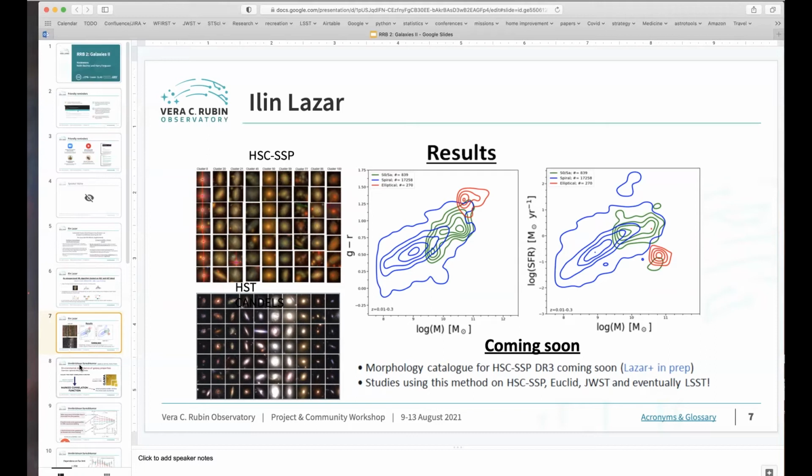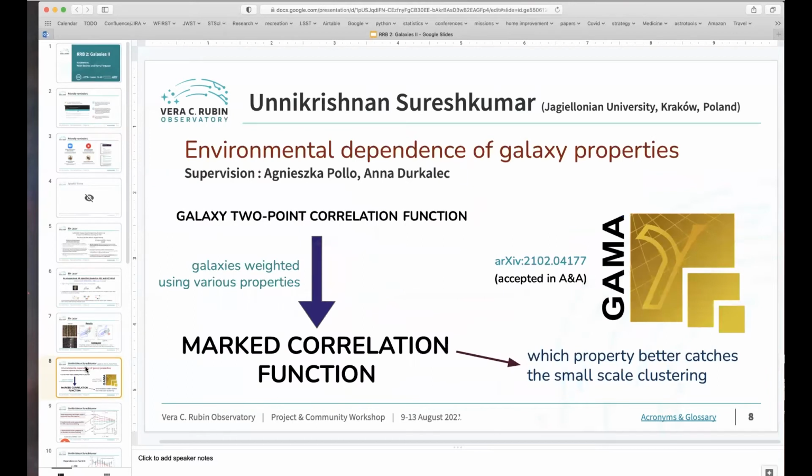In the near future, we're planning to release a morphology catalog for HSC DR3 and perform multiple studies using this method on forthcoming surveys, including LSST. Thank you. Yeah, I'm done.